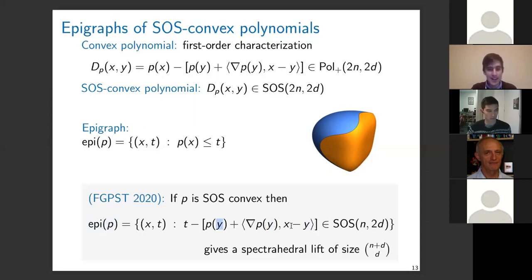And it's linear in T and X. So this is really saying that the epigraph of an SOS convex polynomial is a slice of the sum of squares cone. And because the sum of squares cone has a spectrahedral lift, it gives you a spectrahedral lift of this epigraph. Right, and my picture here is just the intersection of the one sub-level sets of two convex polynomials. It really is a convex set, it's just a bit mind-blowing.